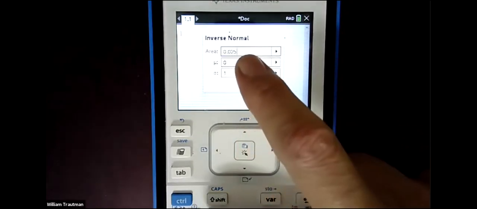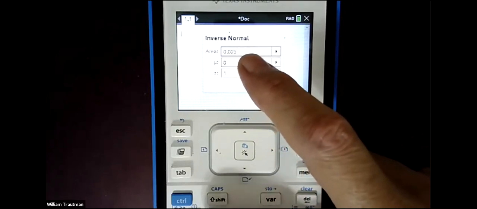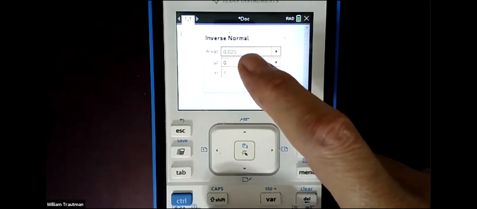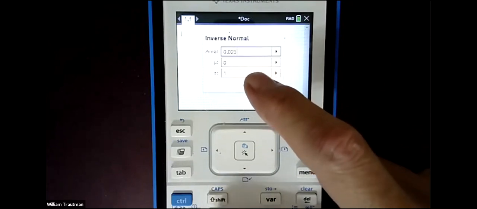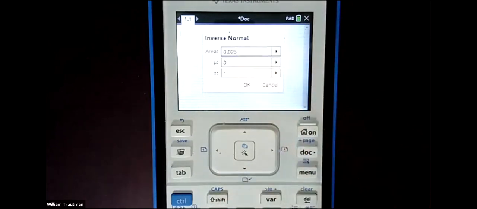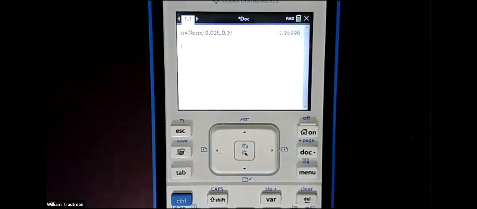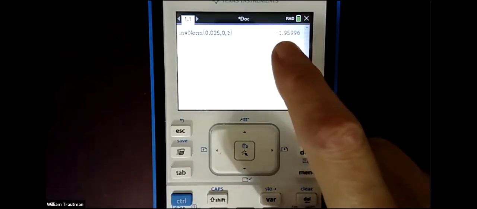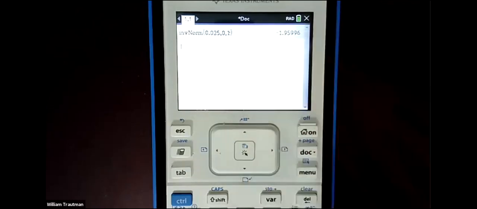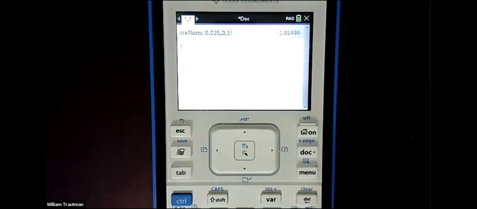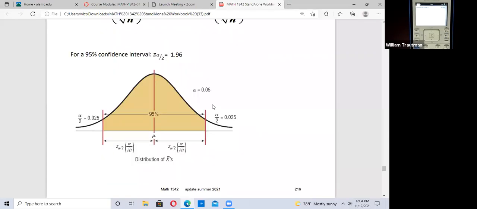The area that we're going to use is 0.025. We want a 2.5% area. Then we have 0 for the average and 1 for the standard deviation. And when you hit enter, you get negative 1.959, which is negative 1.96.